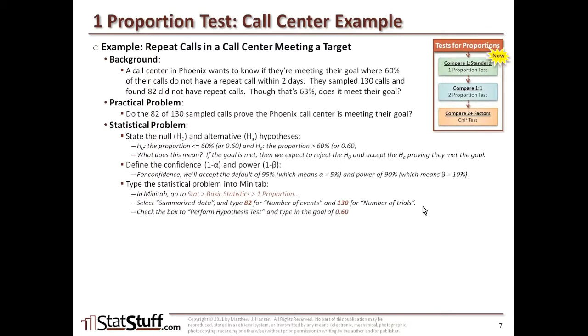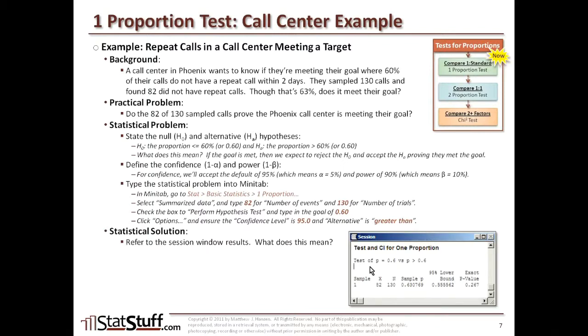And we're going to check the box to perform a hypothesis test, and we're going to type in the goal of 60% or 0.6. Then we're going to click on Options and ensure that the confidence level that we want is 95% based off of what we selected earlier, and we're also going to select the alternative as greater than. When we run that, we're going to get a certain output from Minitab that's going to look like this.